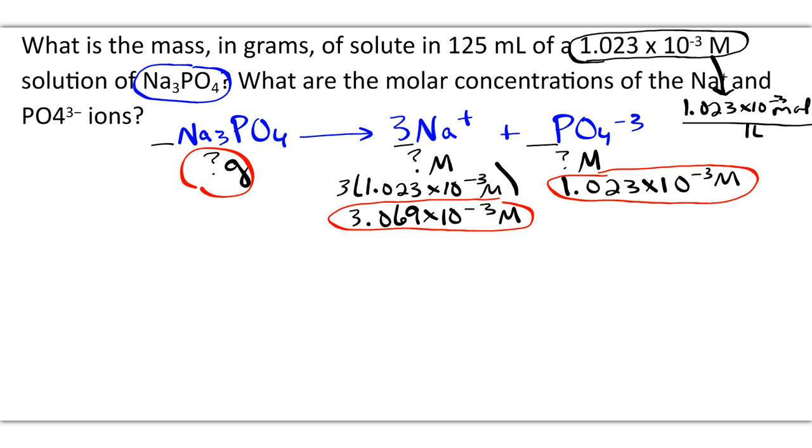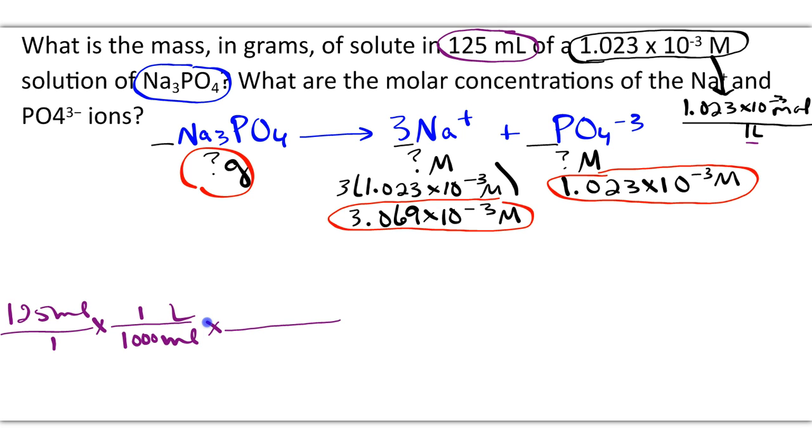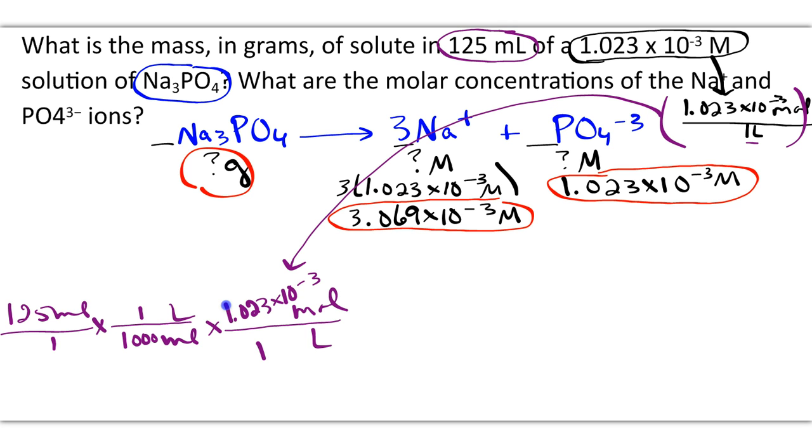So that means we're going to start with our 125 milliliters. So 125 milliliters over 1. We want to get from milliliters to liters because we're trying to get to where we can use this in the equation. So we're going to liters. Times, draw a line, bring down liters. Now I can actually insert this into my problem right here, go from liters to moles, and it's 1 liter and 1.023 times 10 to the negative 3 moles.